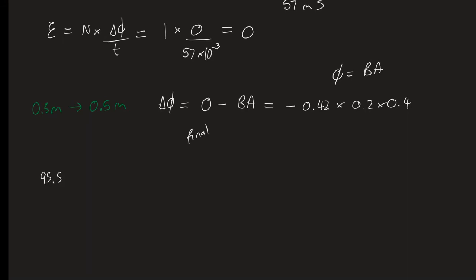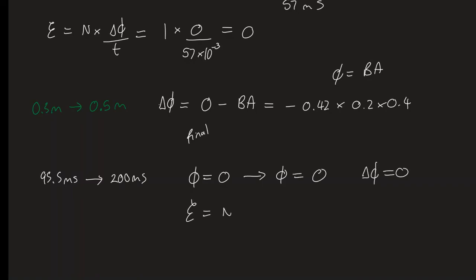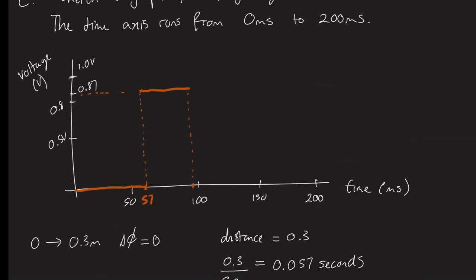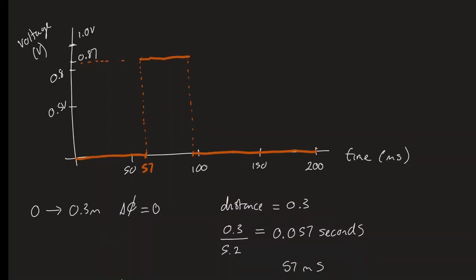So from 95.5 milliseconds to 200 milliseconds, the flux goes from 0 to a flux of 0. There's no change in flux. So if we look at Faraday's law, N times change in flux over time, N times 0 over time, is 0. It doesn't matter what N or T are, as long as T is some finite value. We get an EMF of 0, a voltage of 0. So for the rest of this, it's not really very useful. It doesn't induce any voltage, and that's what that graph would look like.